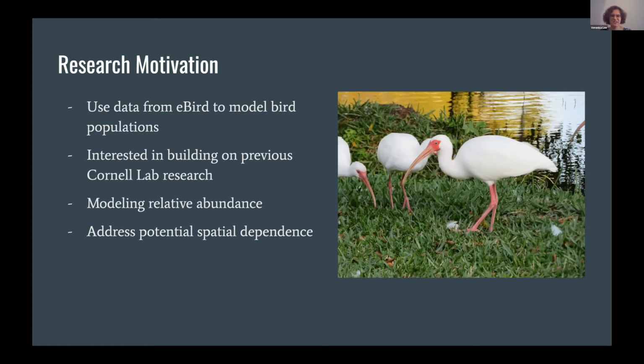But unfortunately, since birds are known for not staying still, we can't measure true abundance. So we use this relative abundance as our best stand-in. I was also interested in addressing potential spatial dependence. Since this is spatial observation data of the species, it may potentially have this spatial correlation.